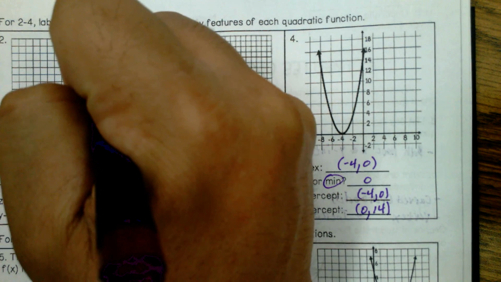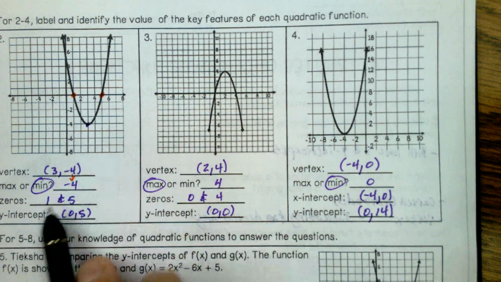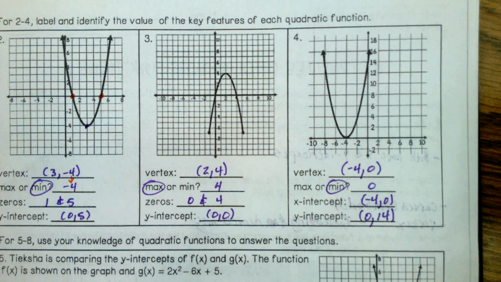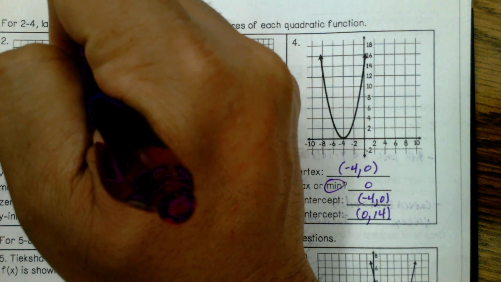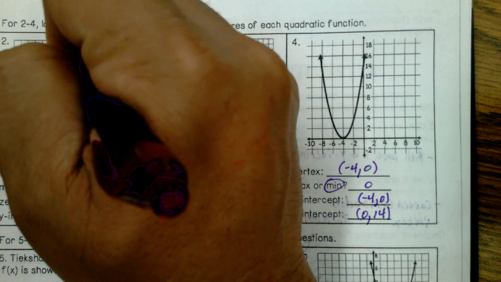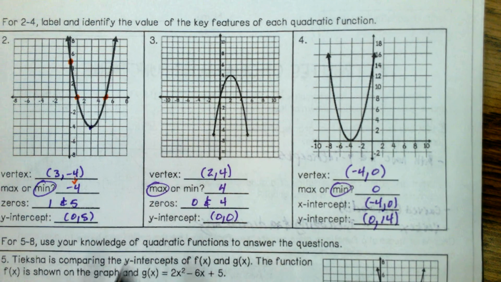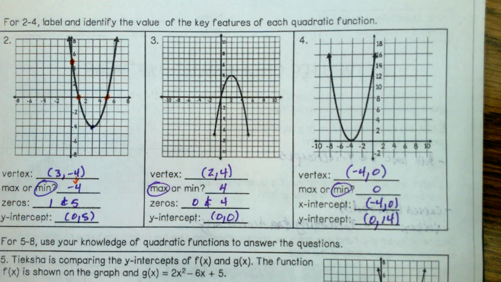The zeros, remember, those happened here at the x-intercepts, and that happened at 1 and 5. Okay, and then the y-intercept happened at 0, 5, right there. So the y-intercept happened on the y-axis there.